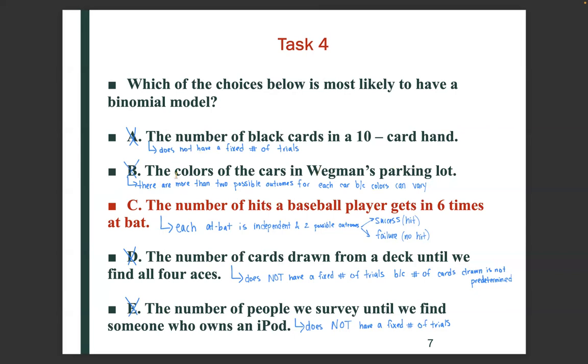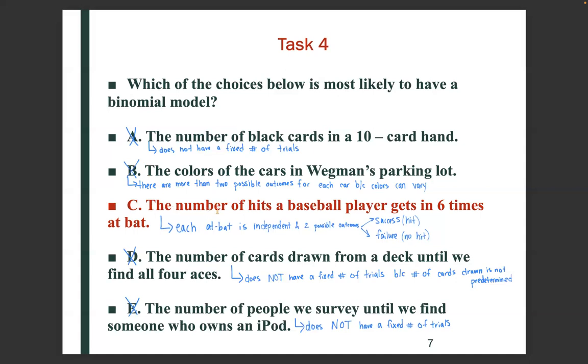Then B, the colors of cars in Wegmans parking lot. In this situation, there's more than 2 possible outcomes for each car because colors can vary. You can have black, white, green, red, blue. So this is not a binomial model because you would need only two possible outcomes for binomial. So B is not a match.